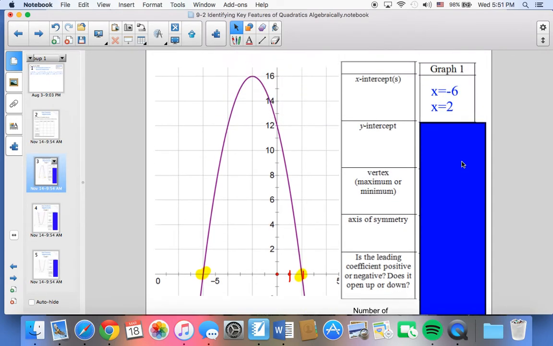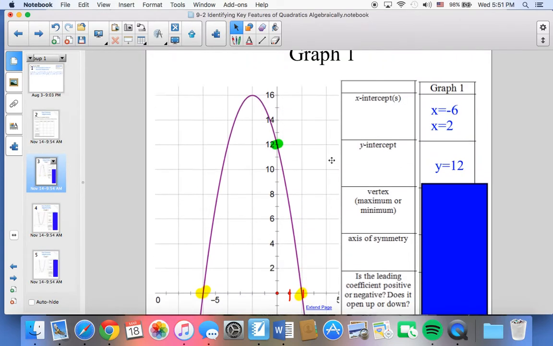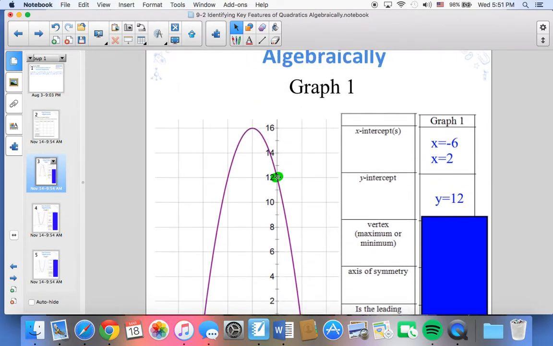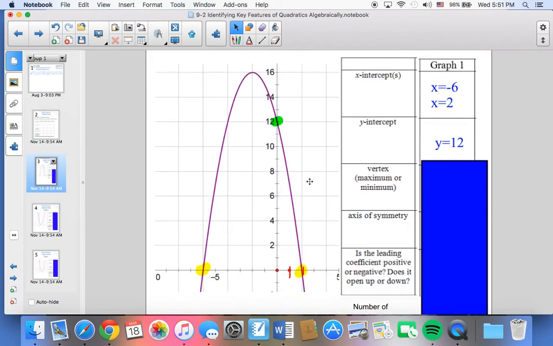Okay, the y-intercept is where my parabola crosses the y-axis. So if we look, right here is where it is crossing the y-axis. So my y-intercept is y equals 12. It crosses through the y-axis at 12, right? That purple parabola is crossing through at 12.